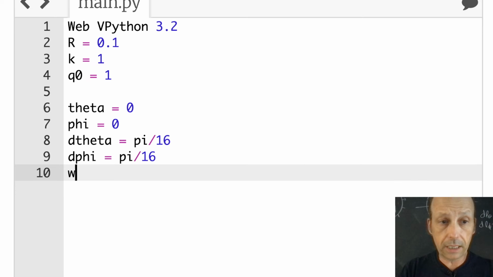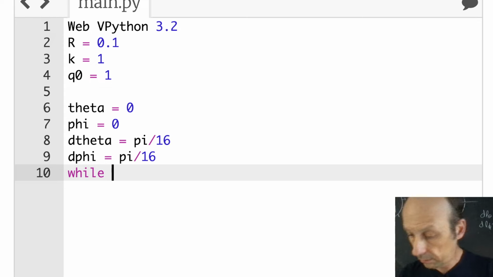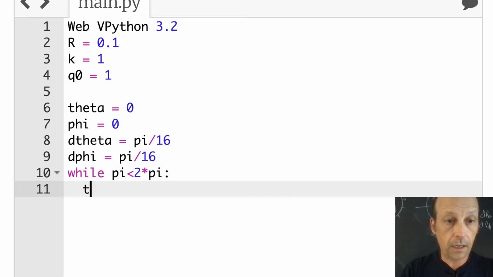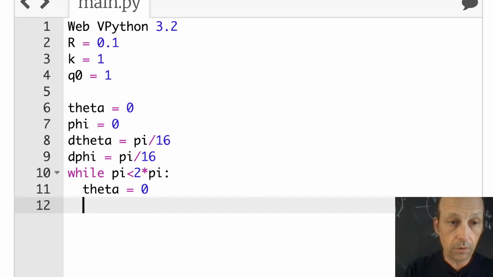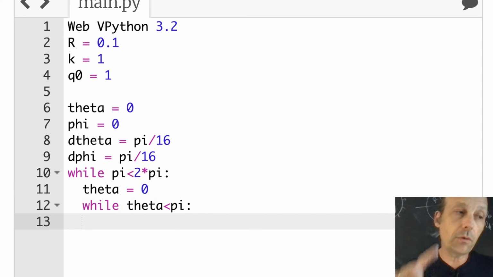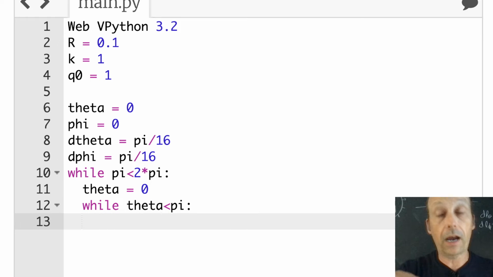So what I'm going to do is, while phi is less than 2 times pi, goes all the way around, theta equals 0, while theta is less than pi. So once I go through my theta, I have to reset my theta back to 0 after I change my phi. So I'm just going to draw a sphere here.